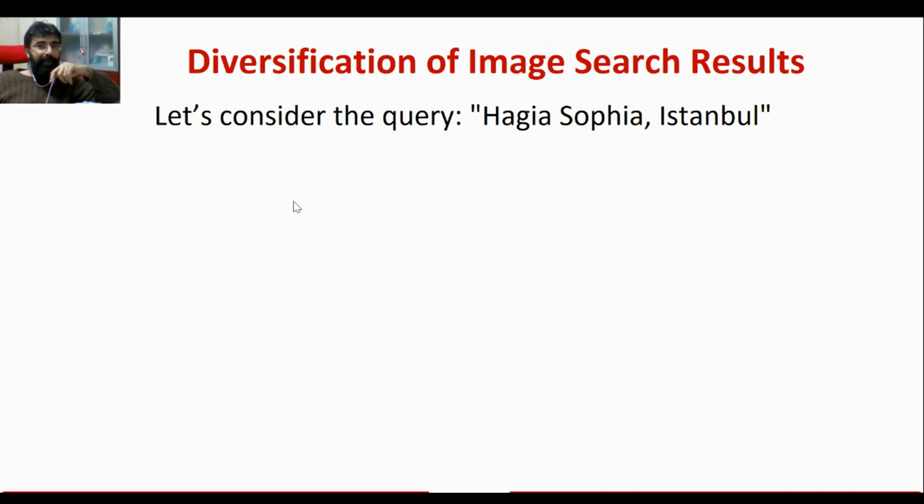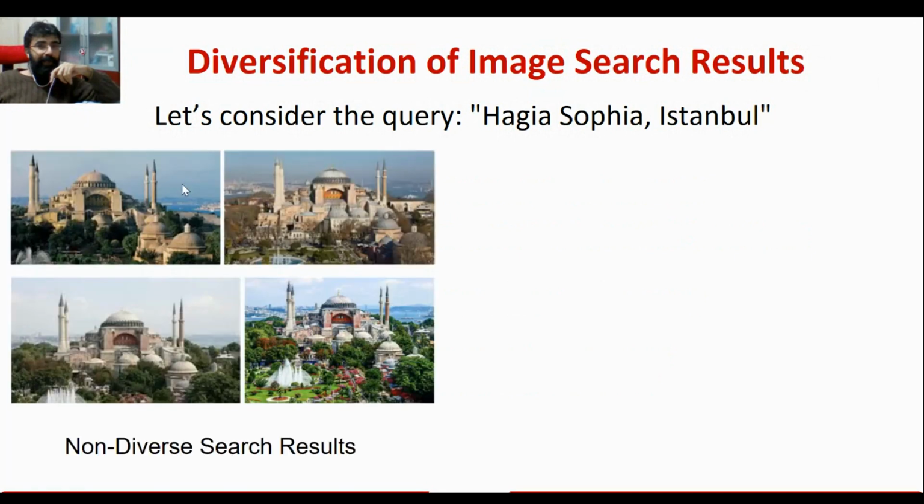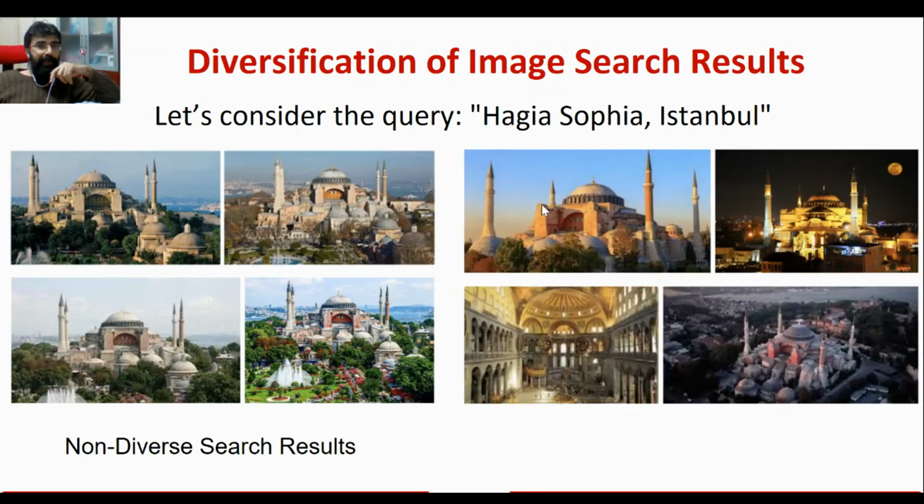Let's consider the query Hagia Sophia, Istanbul. On the left-hand side, we see the images that are very similar to each other. These are non-diverse search results. In contrast, on the right-hand side, we see the diverse search results that are taken inside or outside of the Hagia Sophia in nighttime or daytime. And obviously, they could be more appealing to the end user.